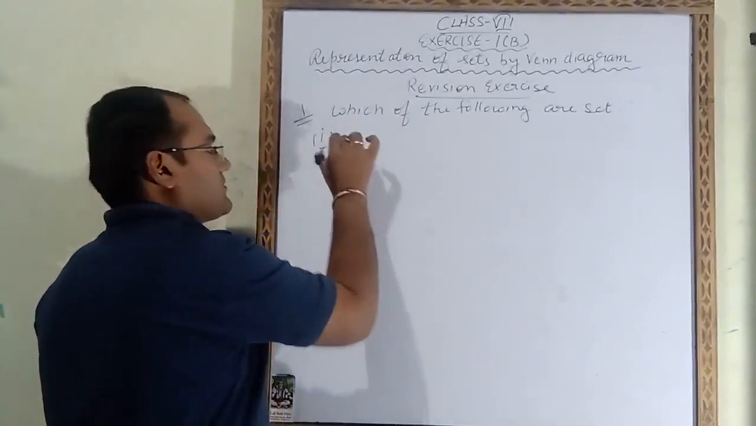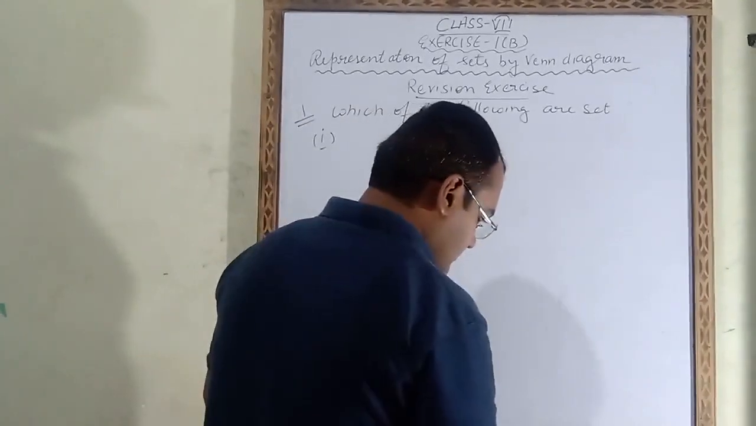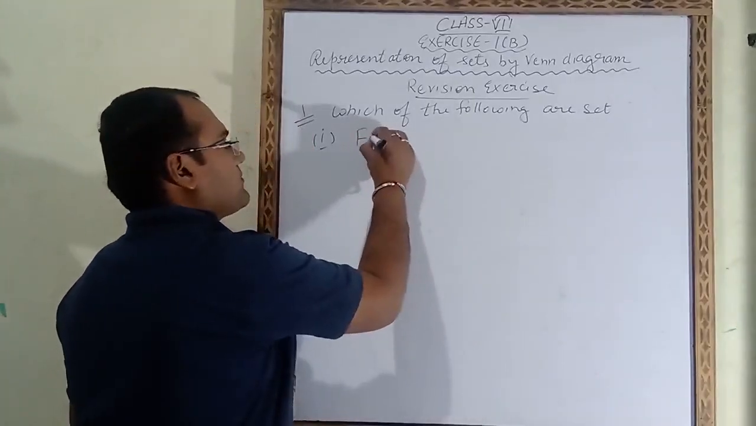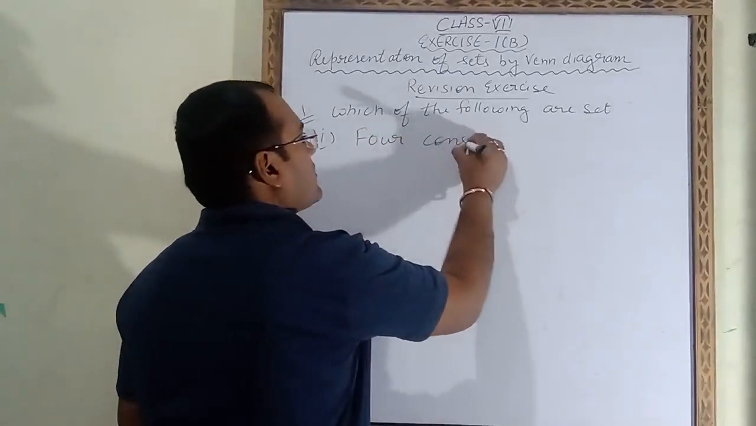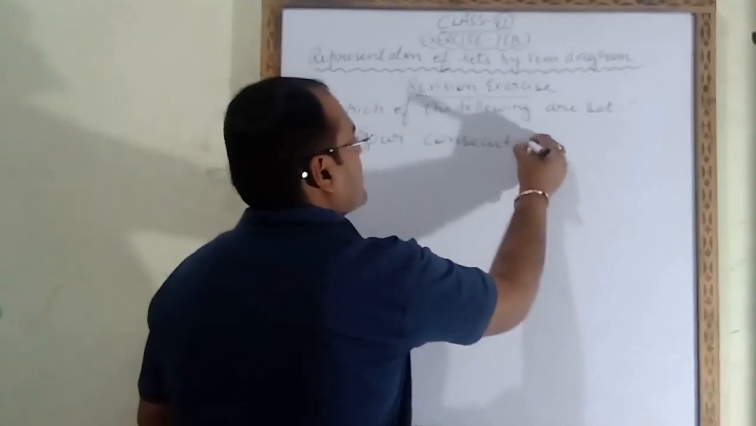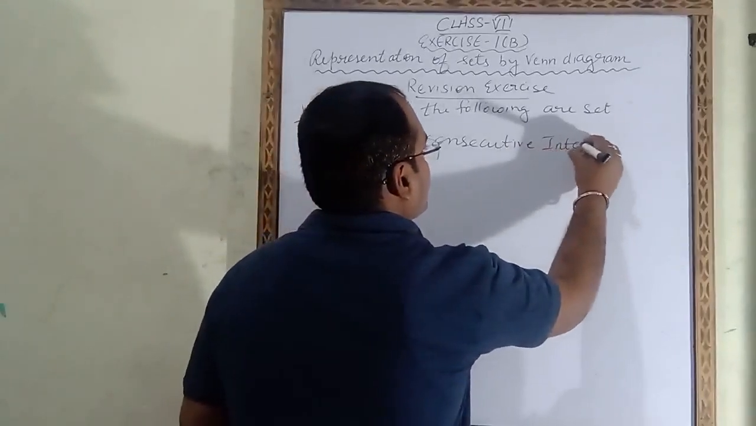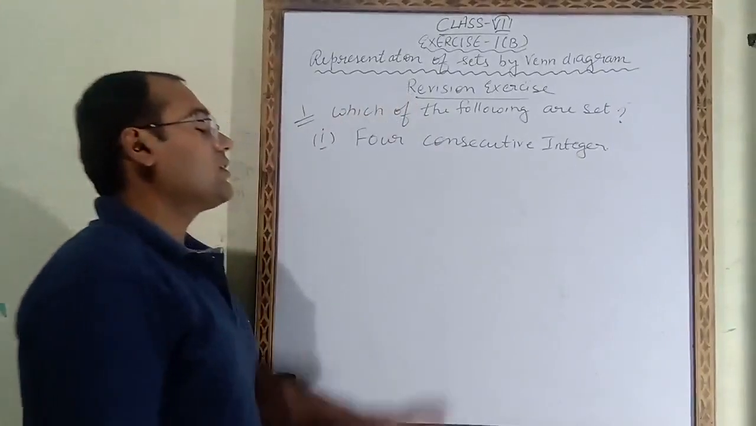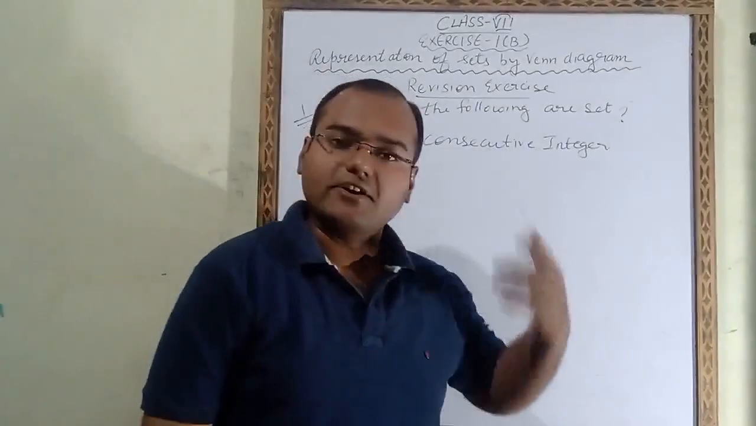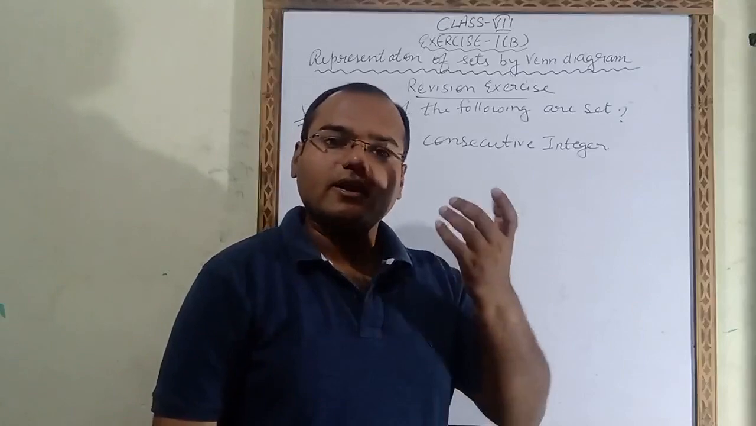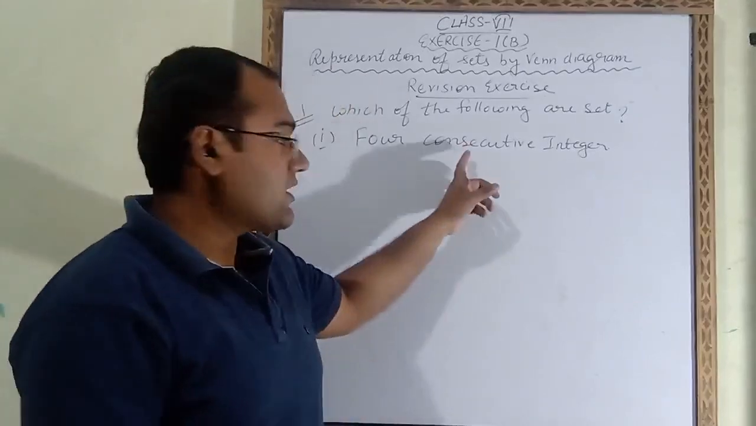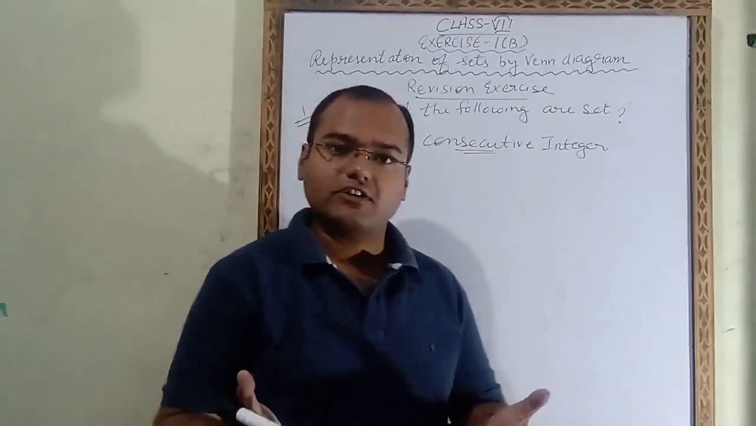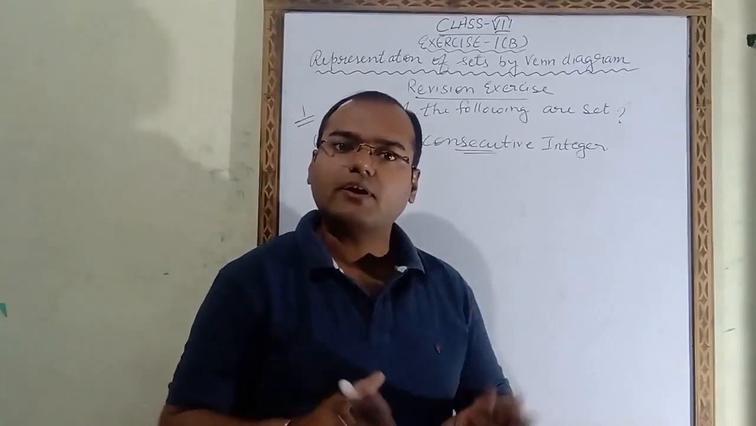First part is 4 consecutive integers. 4 consecutive integers. Integer means positive numbers also and negative numbers also. Here one term is coming, consecutive. Consecutive means continuous without leaving any number, continuous way.